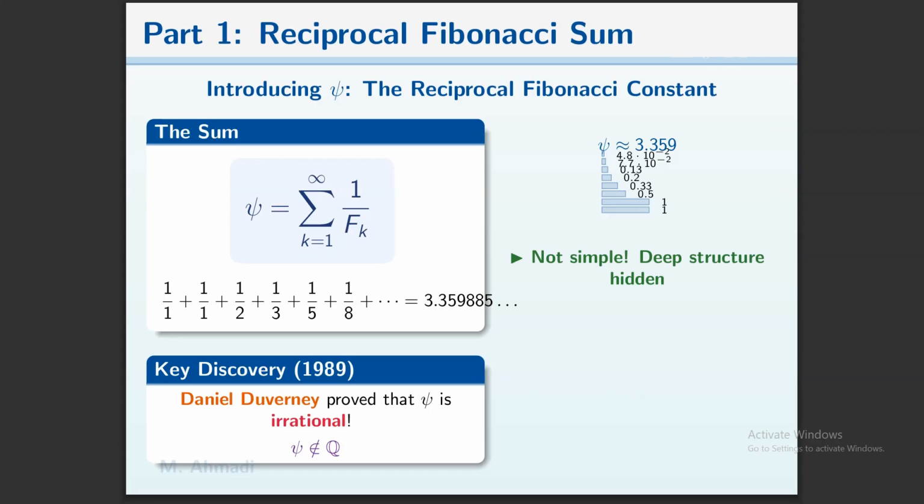If we add the reciprocals of the Fibonacci numbers, 1 over 1 plus 1 over 1 plus 1 over 2 plus 1 over 3 plus 1 over 5 and so on, it equals 3.359885. That is called psi. So psi equals the sum of 1 over F_k, k from 1 to infinity. Daniel Duverney proved in 1989 that psi is irrational. So psi cannot be defined as a rational number.